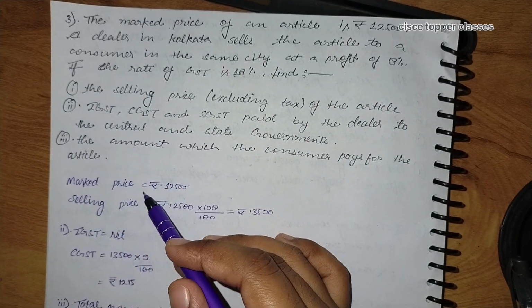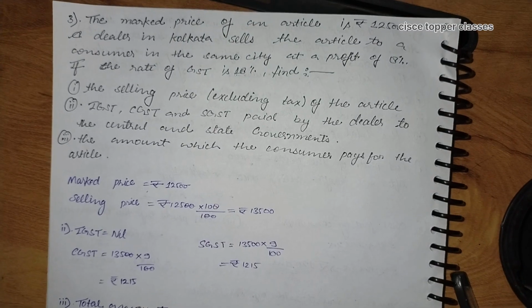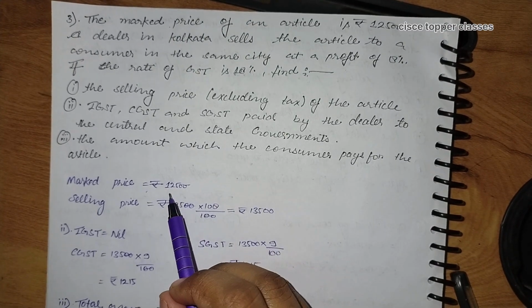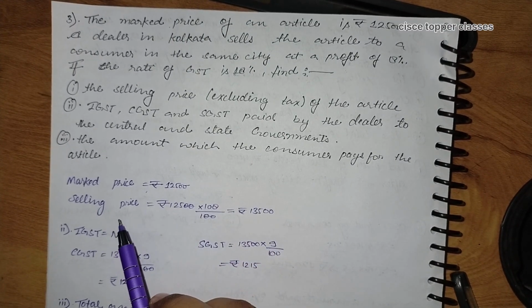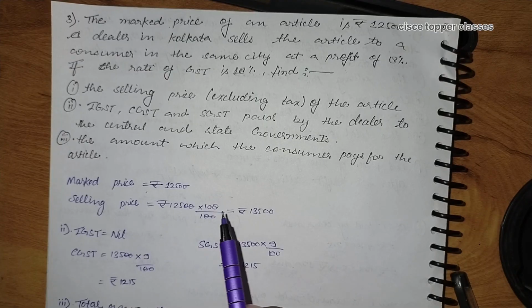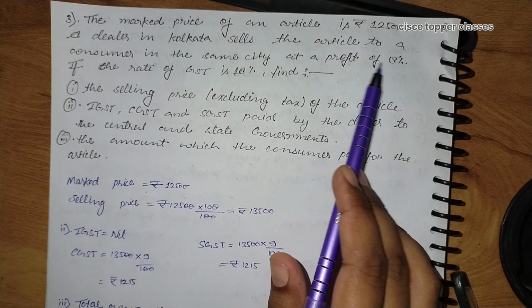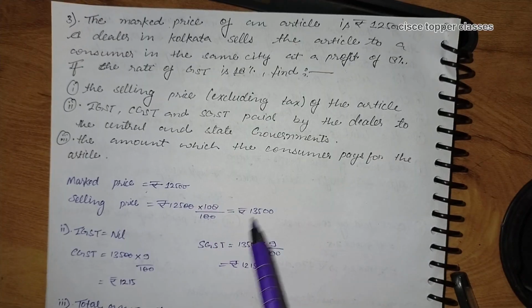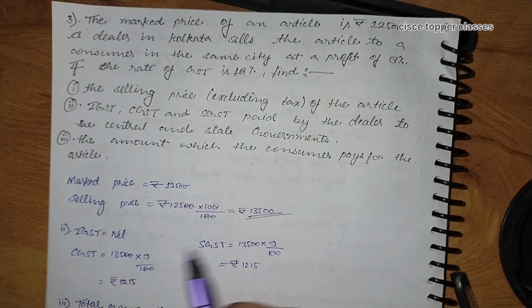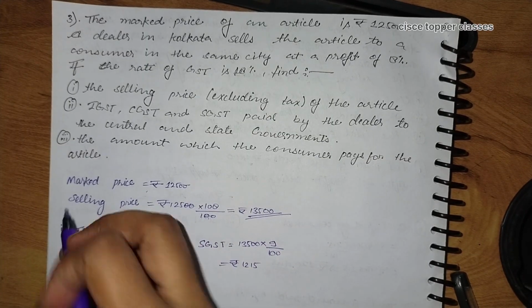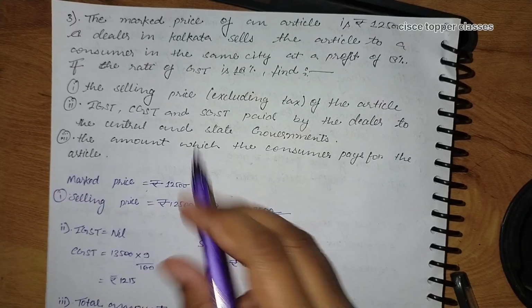So this is the marked price here, 12,500, and the selling price we can find here. So this will be 108%, because the profit here is 8%, by 100. So it will be 13,500 selling price. Firstly, we have to find the selling price only. So this is the answer of the first part.